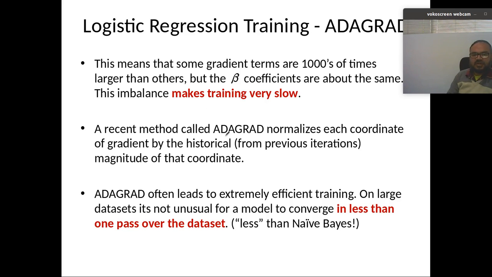There is a recent method called AdaGrad, which is adaptive gradient descent, which normalizes each coordinate of the gradient by the historical magnitude of that coordinate, from previous iterations. So the AdaGrad technique often leads to extremely efficient training, and on large data sets it's not unusual for a model to converge in less than one pass over the data set. So we can get to the best beta, the best parameters of the model, without using the whole data set even once. This efficiency of the logistic regression model is even more than naive Bayes, because in naive Bayes we need at least one pass over the whole data set.